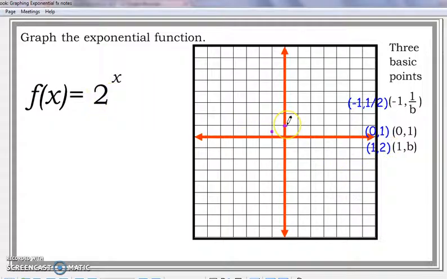So there's our 0, 1, which we always have. Then our -1, 1 over b, so 1/2. And now 1, and the b value, which is 2. So here's our three basic points. We don't have an asymptote out here, so our asymptote is going to be 0, which is going to be our x-axis. So we're going to approach 0. Oops, terrible at drawing. Go through our points, and then we're going to rapidly climb. So there's our exponential growth. We have an asymptote. Ta-da! All right.